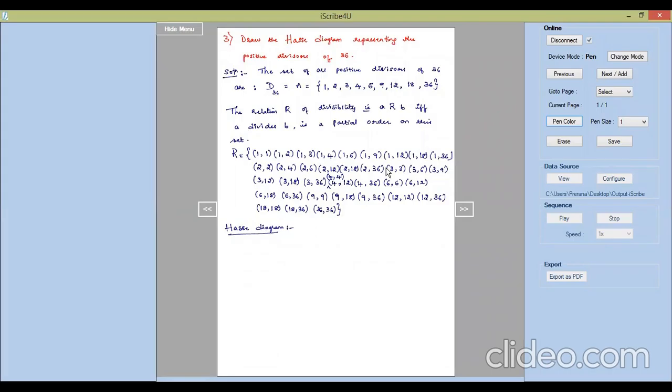We'll always start the diagram from the bottommost. So this is our vertex 1. Starting with 1, the loop on 1 is obvious. So we will draw 1 to 2.